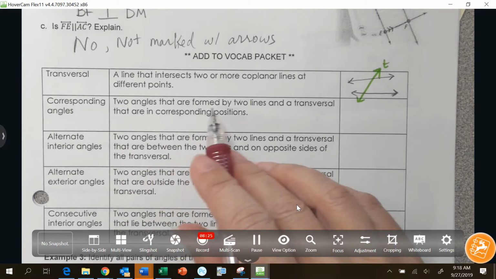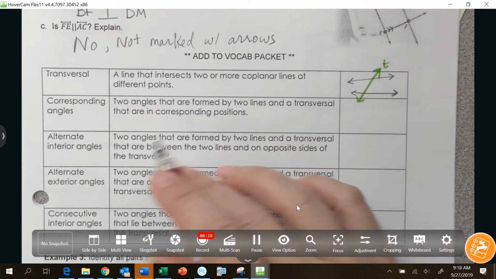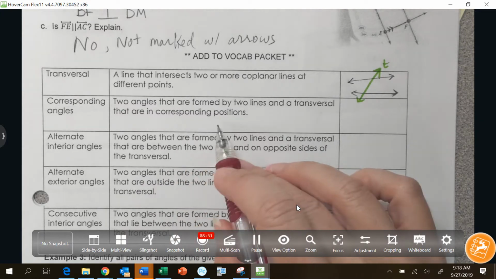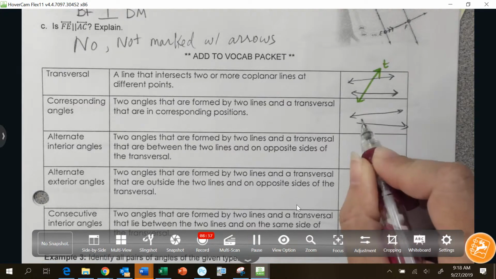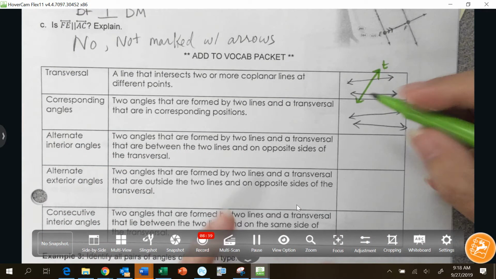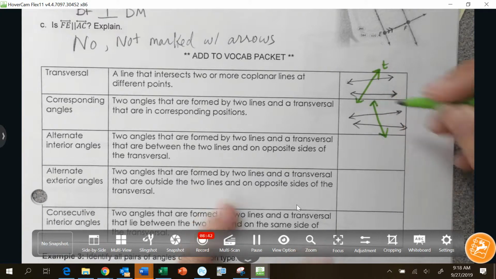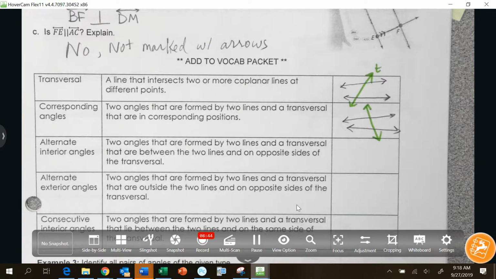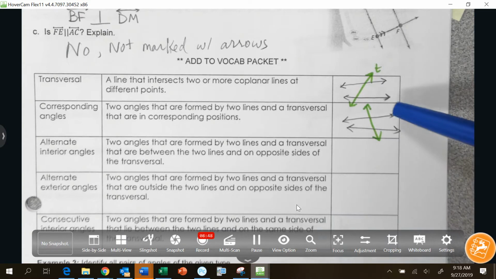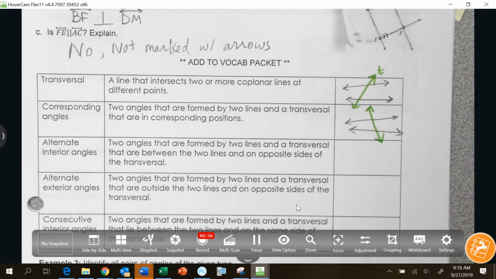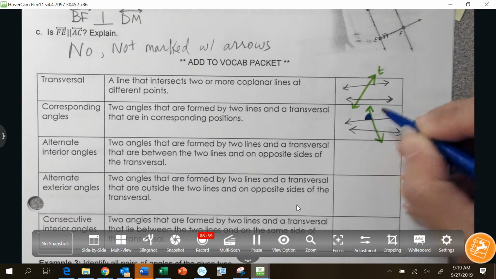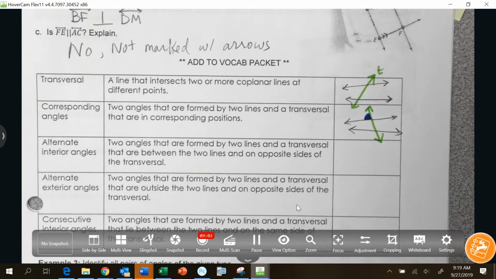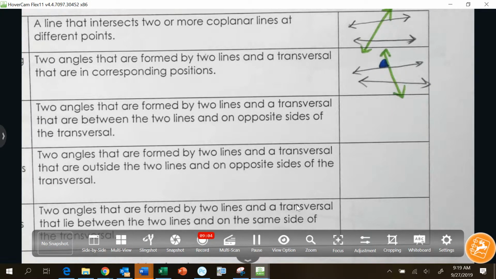Corresponding angles. 2 angles that are formed by 2 lines and a transversal that are in corresponding positions. So I'm going to get 2 lines, and I'm going to draw a transversal. And corresponding angles are formed by 2 lines and a transversal, and are in corresponding positions. So I'm going to color in an angle that is kind of like the top left angle of the first line and transversal. So the one that corresponds to that is going to be the top.